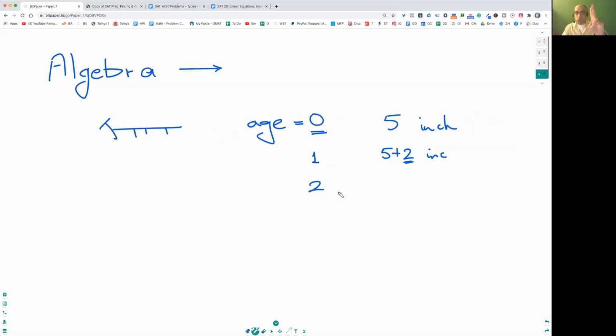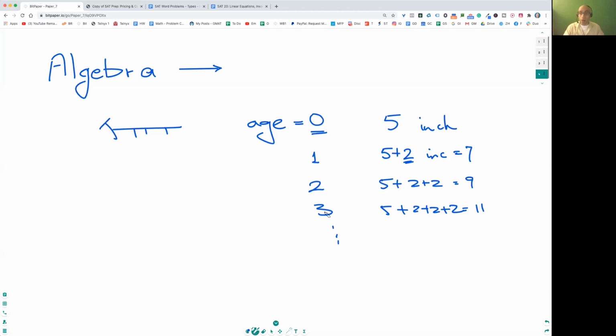Now at the age of 2, his height increased again. So this was 5 plus 2, which is 7 over here. It's 7. Now it's 7 plus 2, which is 9. And at 3, it becomes 5 plus 2 plus 2 plus 2, which is 11, and like this.